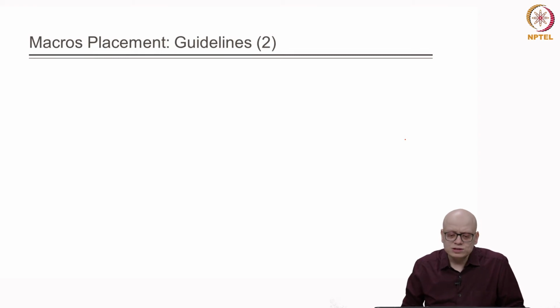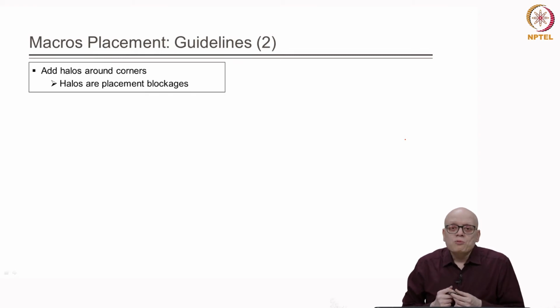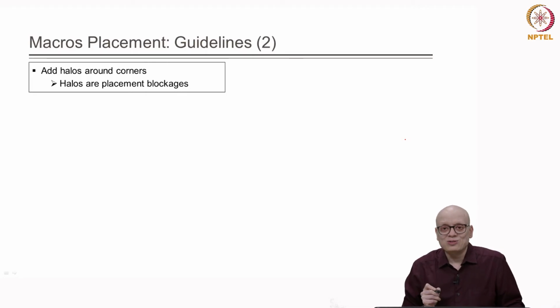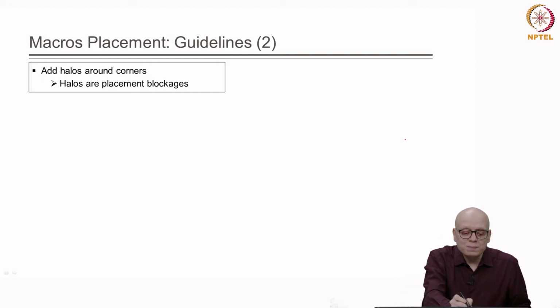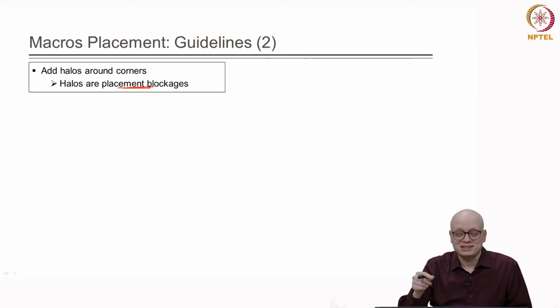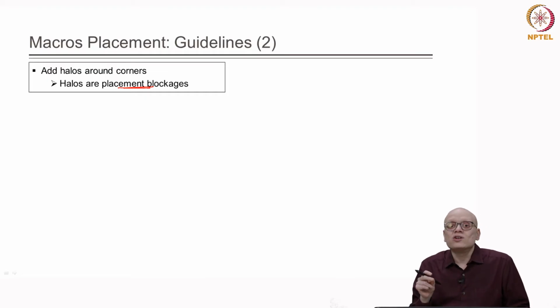Now, let us look into some more guidelines. First, we can add halos around the corners in the floor plans. What are halos? Halos are placement blockages where we do not allow any object to be placed. Let us understand why we want to add halos in the corners of our macros, and what the problem is there.